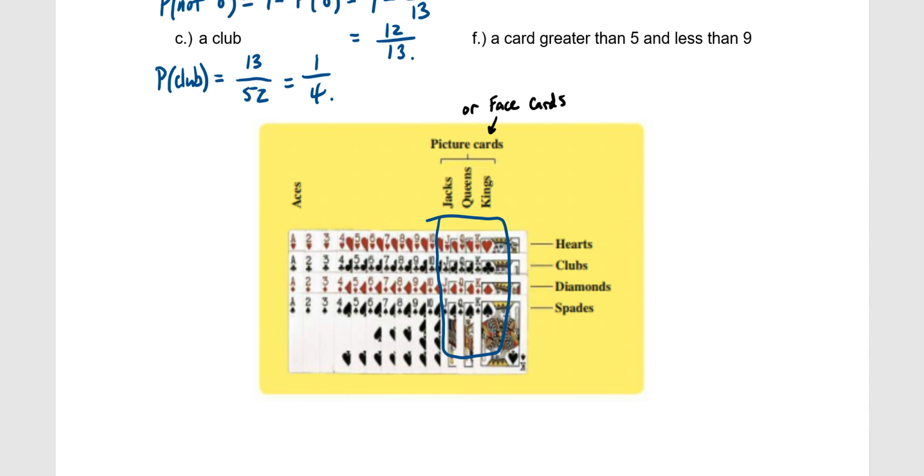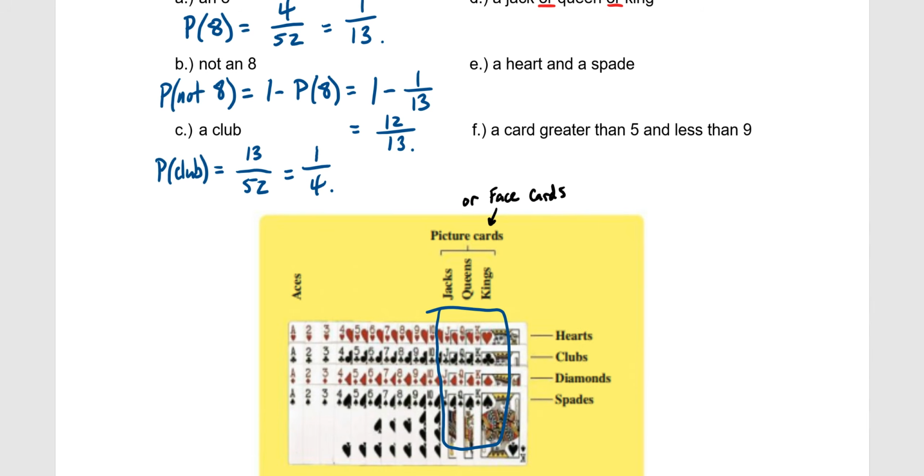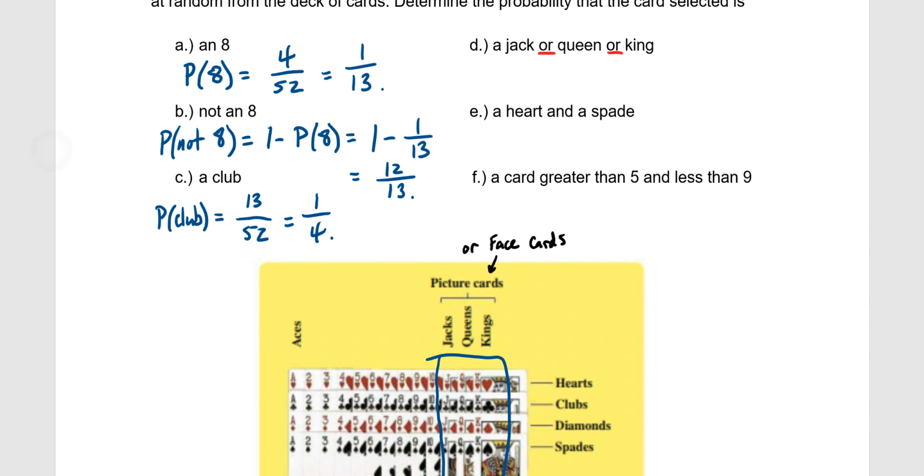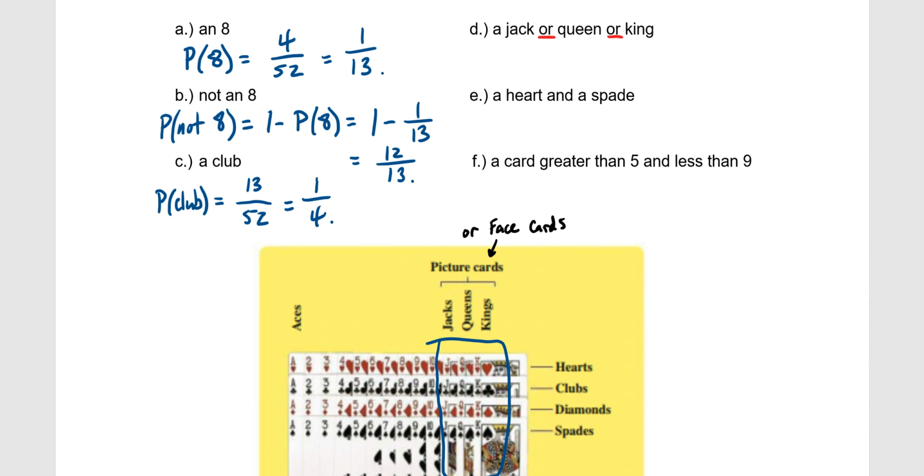So it helps when you have them right out in front of you. You can just count and get 12. So this is going to be 12 out of 52 total cards. And we can reduce that by a factor of 4, divide by 4 in the numerator and denominator. That'll give us 3 over 13. So if it says or, we just have to add them up.